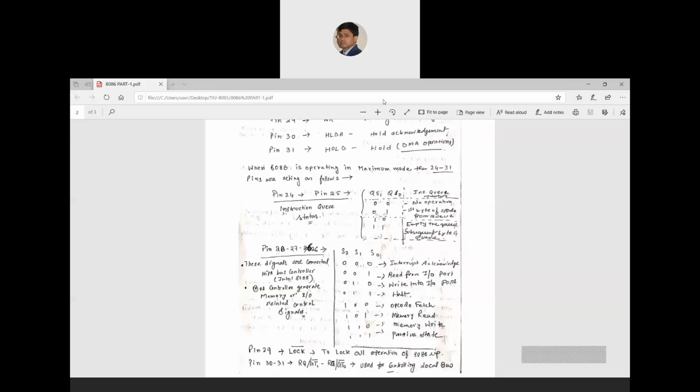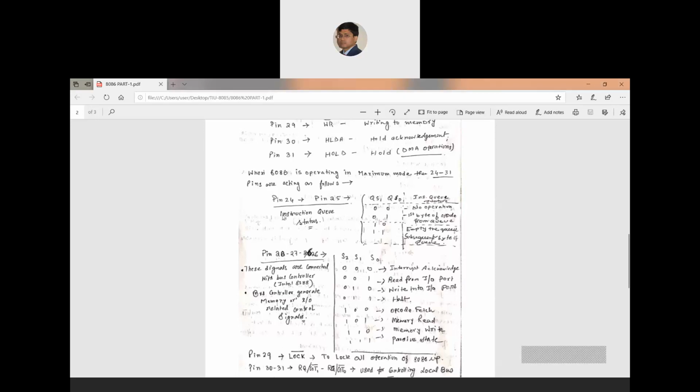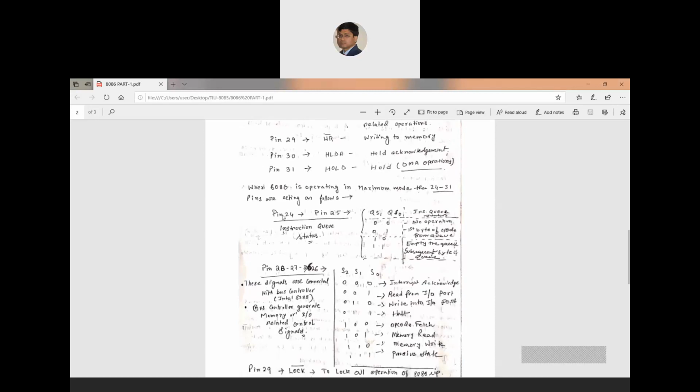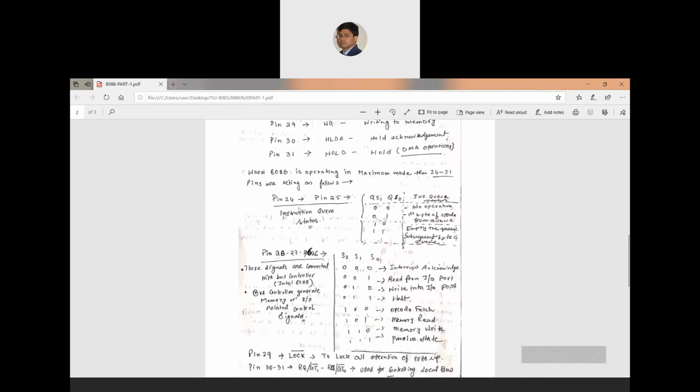Now next is the 8086 microprocessor when it is working in maximum mode. At that time the pin numbers start from 24 to 31. You see pin numbers 24 and 25 are now actually used to notify you of the instruction queue status. Actually it is now showing the status of the instruction queue.